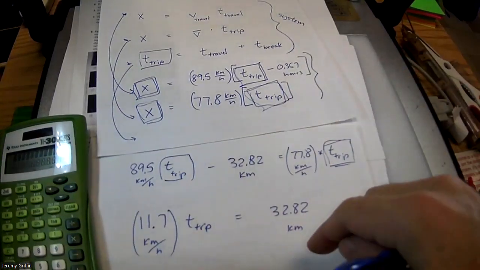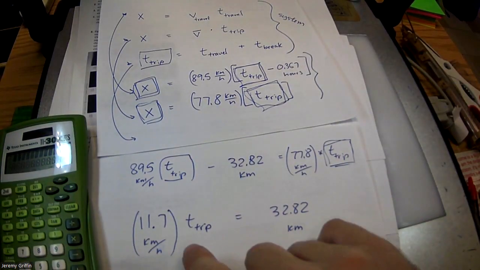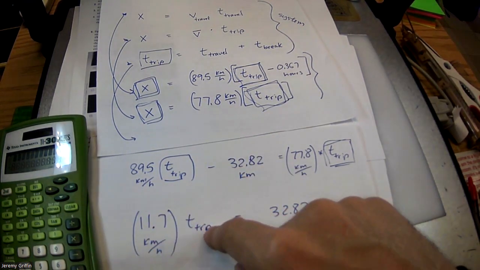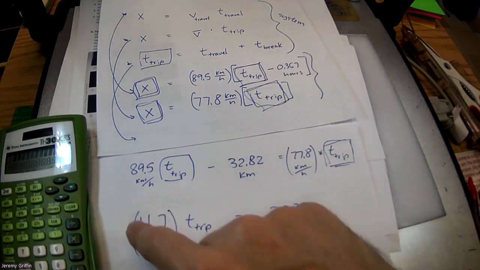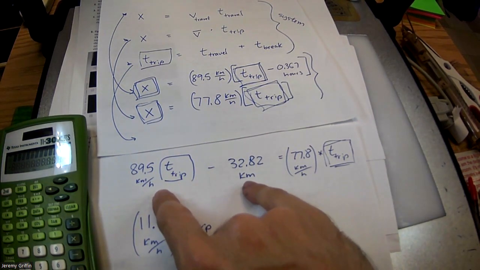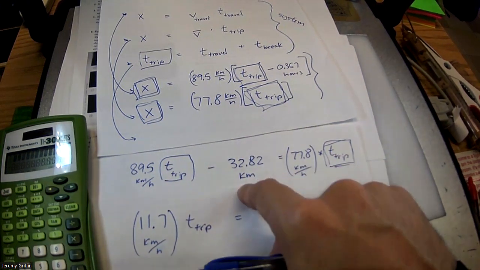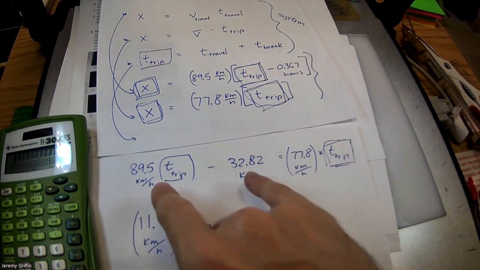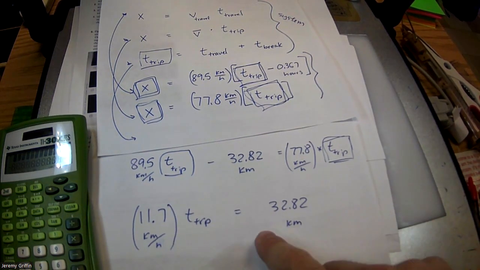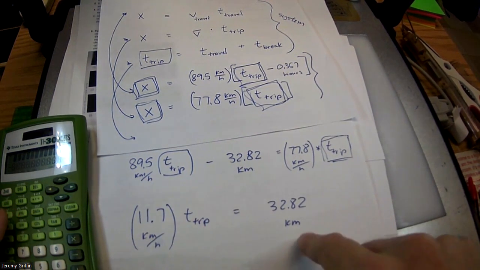A good thing to do in the middle of your steps too is make sure your units are working out. Guys, kilometers per hour multiplied by some time, wouldn't that just give you some number of kilometers, some distance? And can you add and subtract distances from each other? Kilometers minus kilometers, is that okay? Yeah, you can do that. But you can only add or subtract numbers that have the same unit. Last step, divide this down.